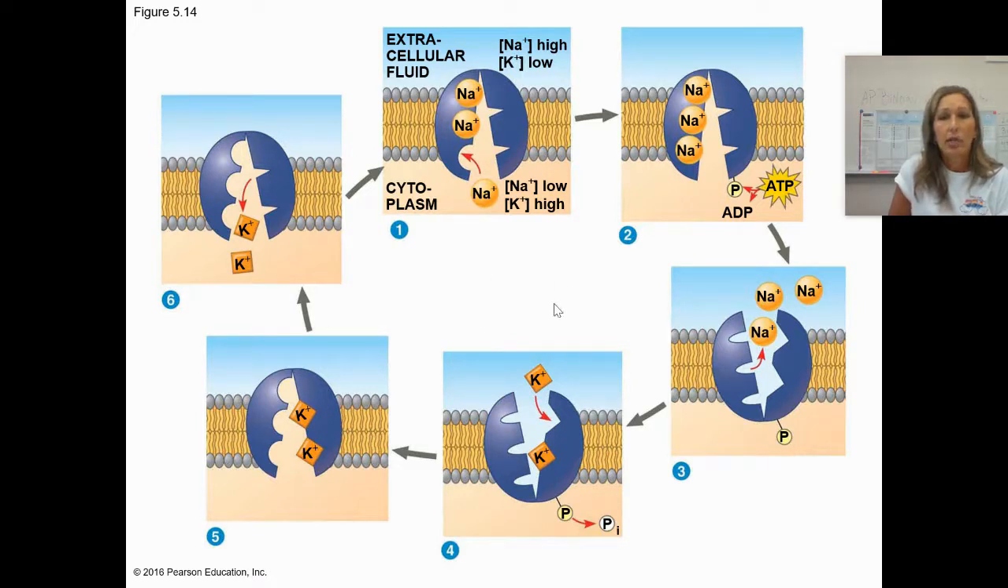So this is a sodium-potassium pump, and it requires ATP. It's putting a high concentration of sodium outside and creating a high concentration of these potassium ions inside. So it actually does a 3-to-2 ratio. It pumps 3 sodiums out and then grabs 2 potassiums and pumps those in. But this is an example of active transport.